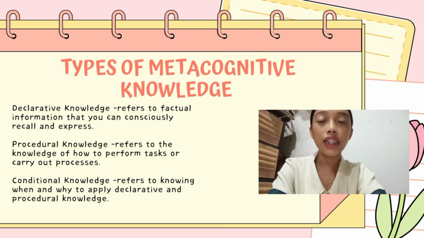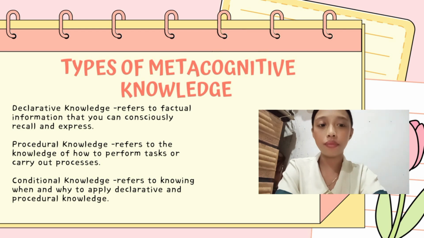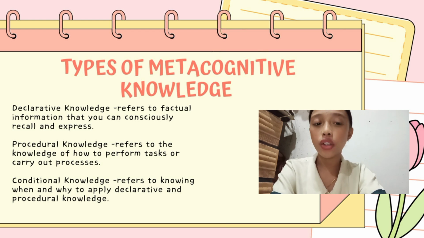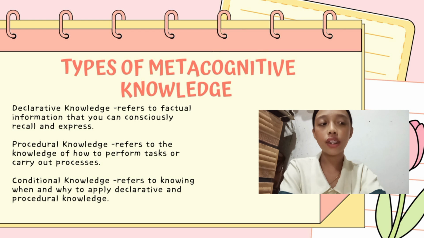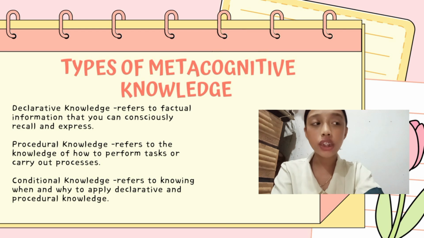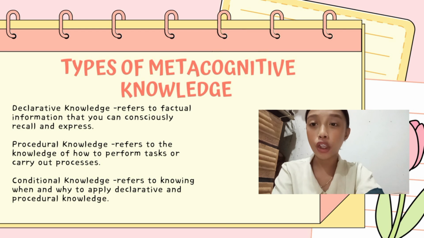Next, the last one, conditional knowledge refers to knowing when and why to apply the declarative and procedural knowledge. This helps the student to choose the right approach in different situations. Example is preparing for an exam. Choose flashcards for the definitions, then practice questions for the concepts.